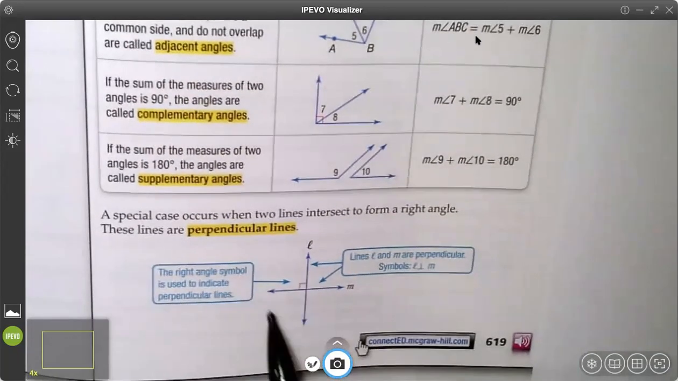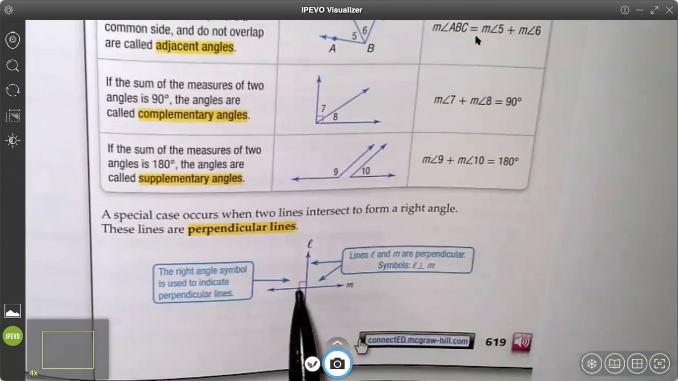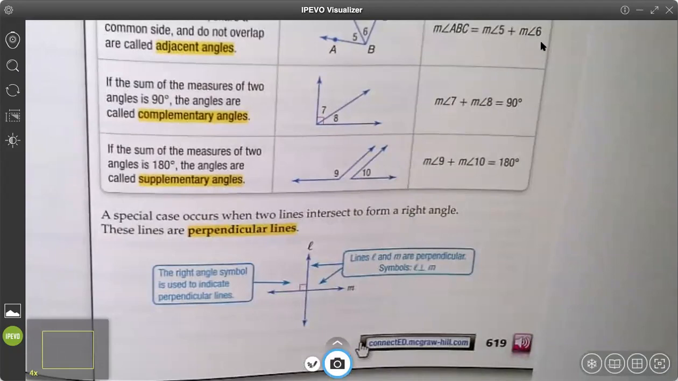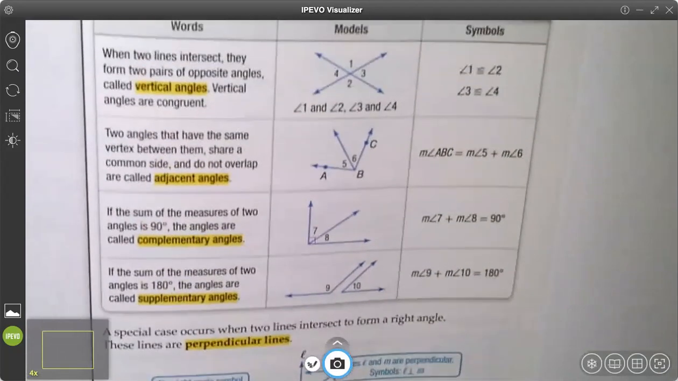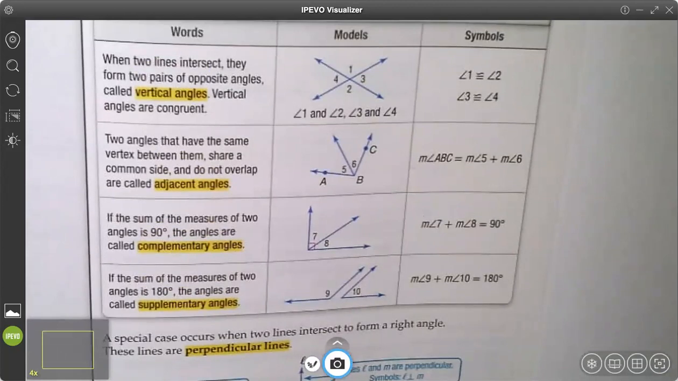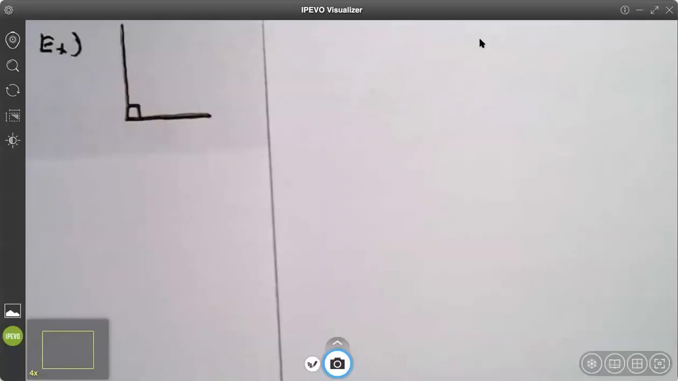And perpendicular lines are lines like line L and line M here that intersect and form exact right angles. Most important words on that page: vertical, straight across from each other, the same; complementary, 90 degrees; supplementary, 180 degrees.